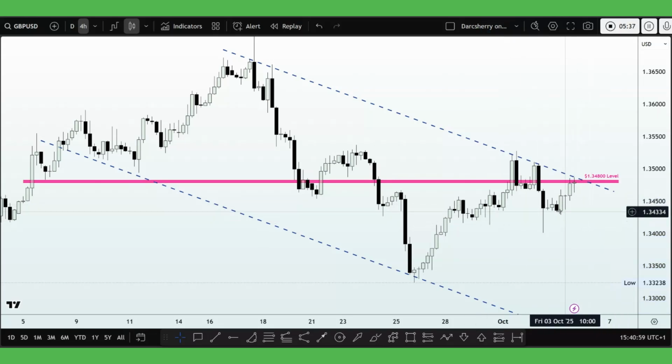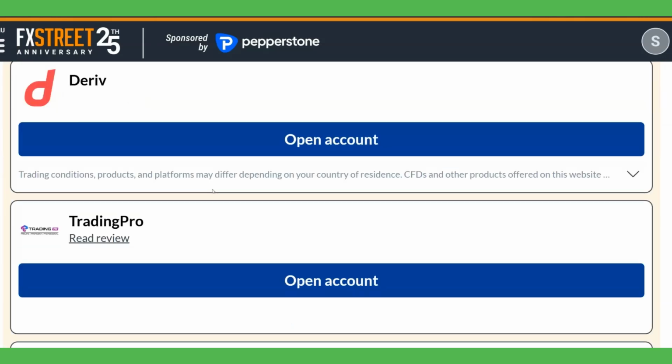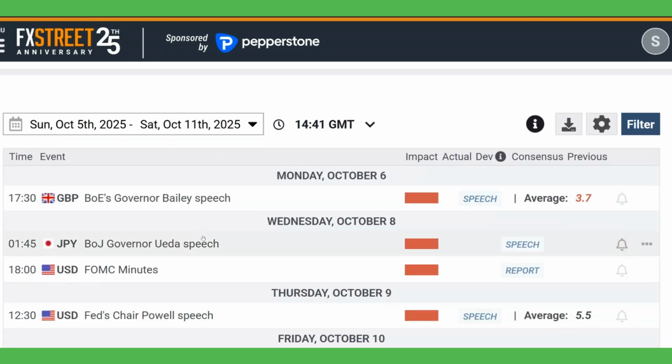Looking ahead, on Monday we are going to be hearing the Bank of England governor's speech. Anytime the central bank speaks, the market listens for hints on whether they will tighten or stay cautious. So if Bailey sounds hawkish, we might see a little pound strength. But if it leans dovish, sellers may press the channel even harder and push further to the downside.